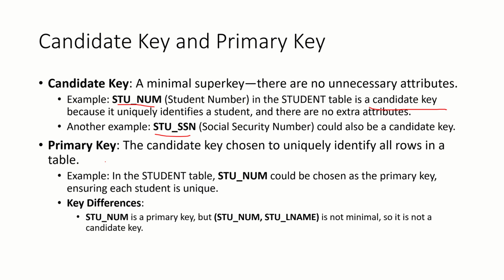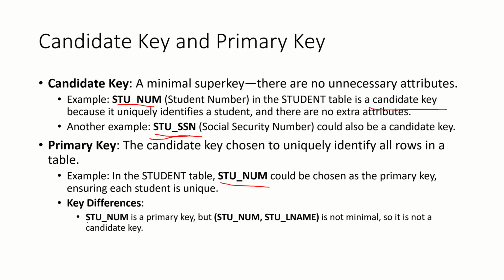So for the primary key, from all the candidate keys, we choose one of them to uniquely identify all the rows in a table. In that case, you can use the student's number or the student's SSN. As long as you choose one of them, you can consider this a primary key.